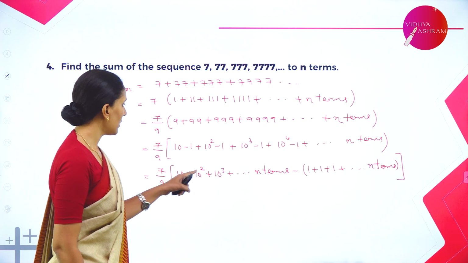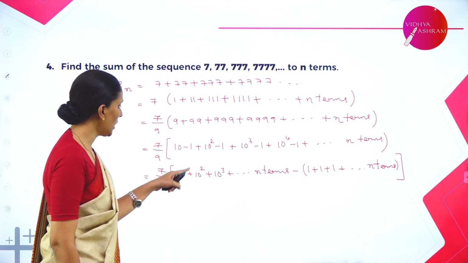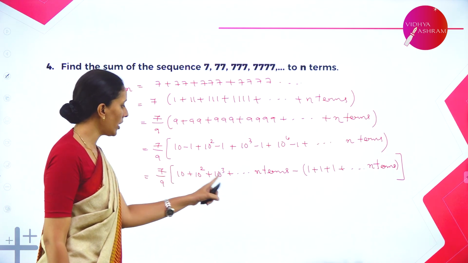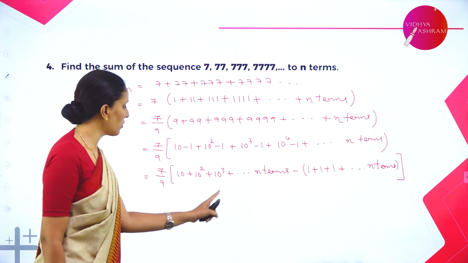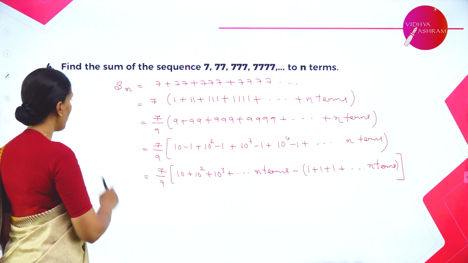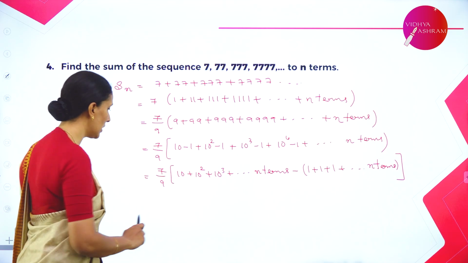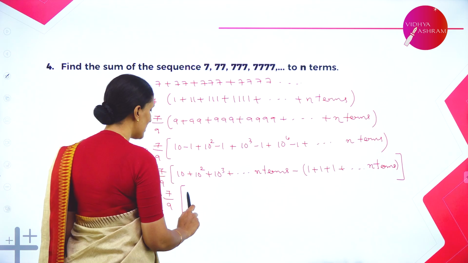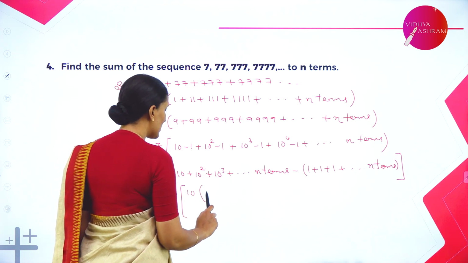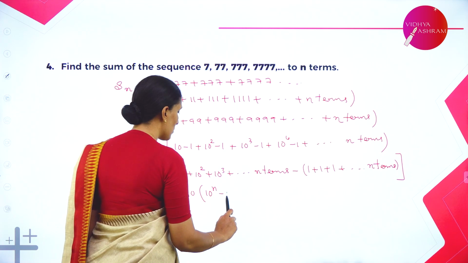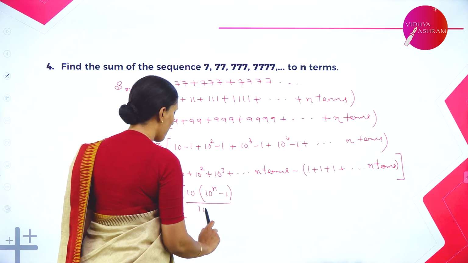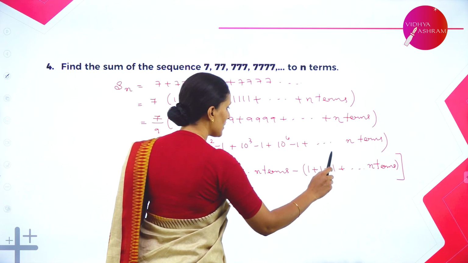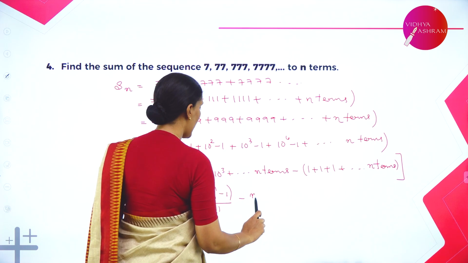Now this is in terms of geometric progression, because you can observe here 10 square by 10 is 10, 10 cube by 10 square is also 10. There is a common ratio between this sequence. So we can use the formula of GP here. What is the formula for GP? R is greater than 1 here. So I can use 7 by 9 into A, what is the first term? 10. R is 10 power n minus 1 divided by 10 minus 1. Next we have minus 1 plus 1 plus 1 plus n times, which is n.